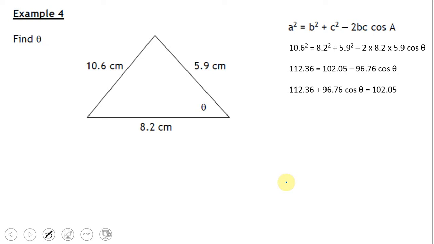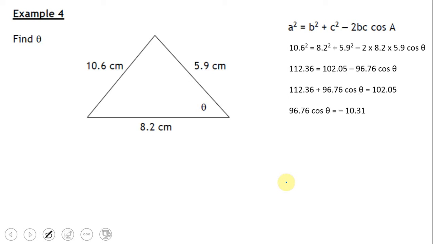So first of all, let's add 96.76 lots of cos theta to both sides. So we get 112.36 plus 96.76 cos of theta equals 102.05. Next, subtract 112.36 from both sides. So 96.76 cos of theta is equal to minus 10.31.